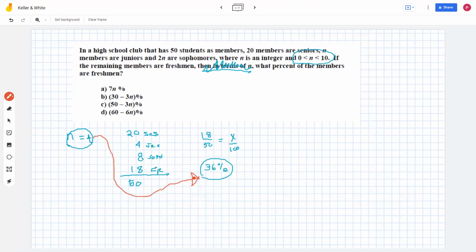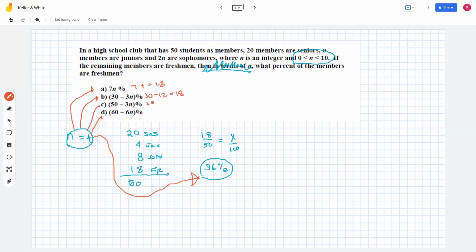Now, when you first look at the answer choices, you don't see 36% because all the answers have n's in them. That's why we wanted to be careful to write down what we used for n. We're going to plug that same n into each answer choice and see what we get. And if it isn't 36, it's wrong. Let's see. 7 times 4 is 28. That's not 36. 3 minus 4 is 12, 30 minus 12. 30 minus 12 is 18, but more importantly, it's not 36.